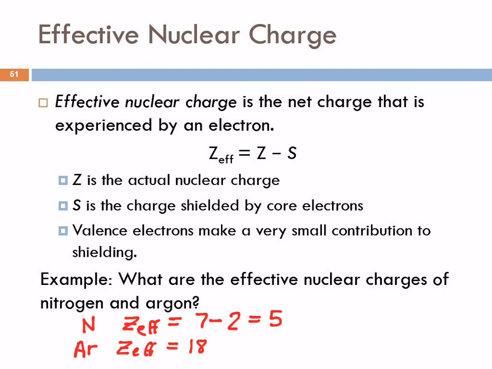If it has 8 valence electrons, all the other electrons are core electrons. So it must have 10 core electrons. So its effective nuclear charge is 8. That means that those valence electrons for nitrogen are going to see a charge of 5. The valence electrons for argon are going to see a charge of 8.